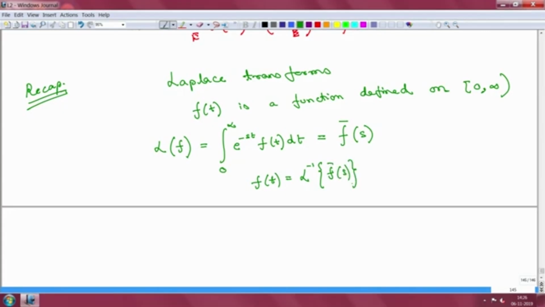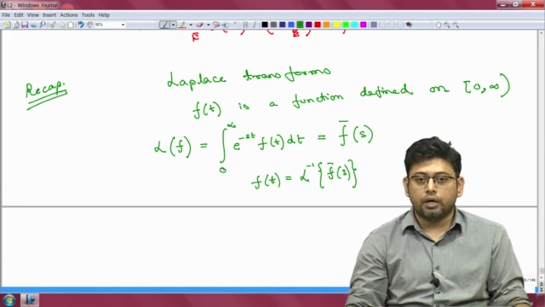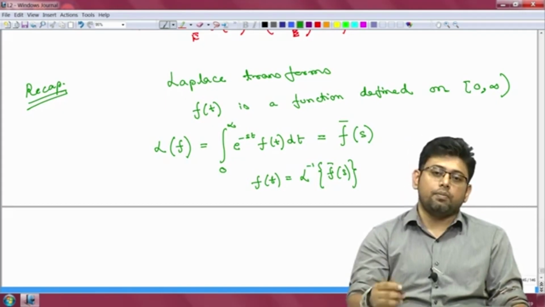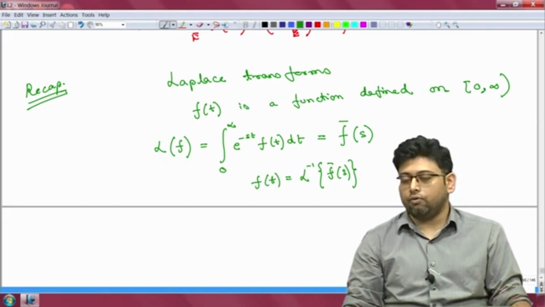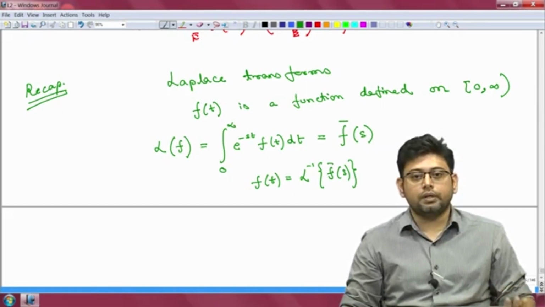Okay. So maybe we will stop here today, and from the next class we will look into a lot more detail about the Laplace function and how to apply this to solve this particular form of the differential equation that we have. Okay. So we will stop here for today.